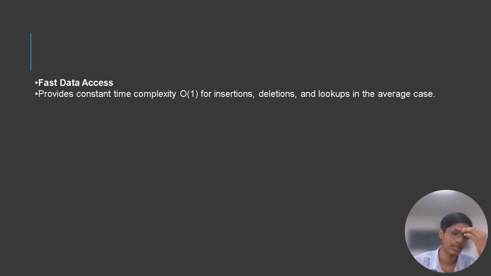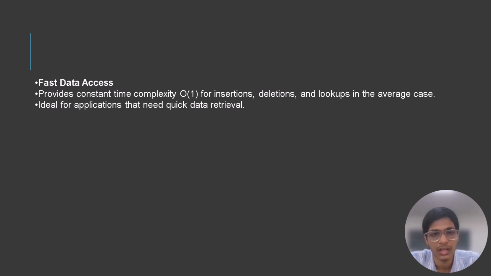Here are some of the advantages of hashing. The first advantage is fast data access. It provides constant time complexity, O(1), for insertions, deletions, and lookups in the average case. It is also ideal for applications that need quick data retrieval, where data can be accessed faster than usual.